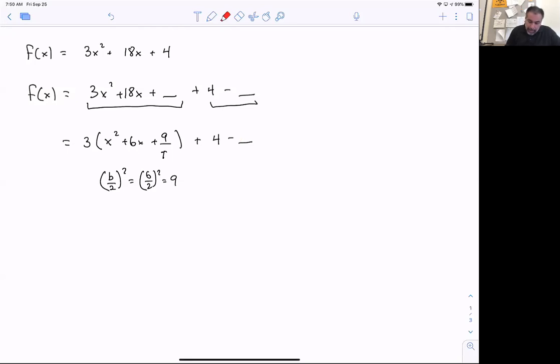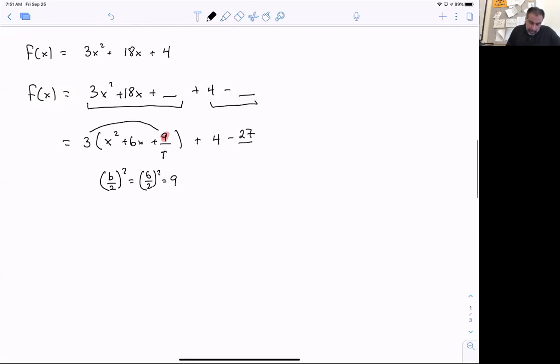But remember, this value of 9 right here is really not a 9. It's really a 27 because we're multiplying it by 3. So since we added 27 here, we have to subtract 27 in this blank. So that's why I've got 9 in the parentheses and 27 on the outside. It's really 9 times 3.